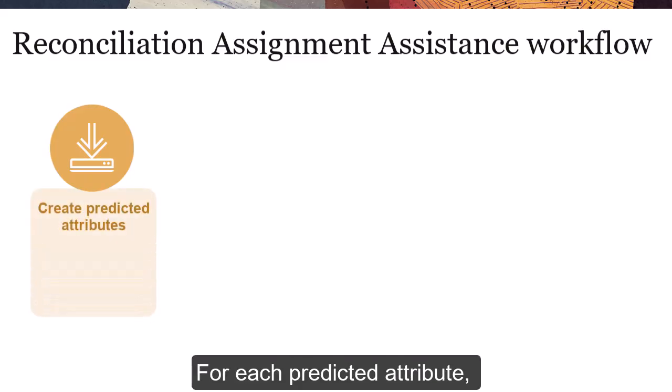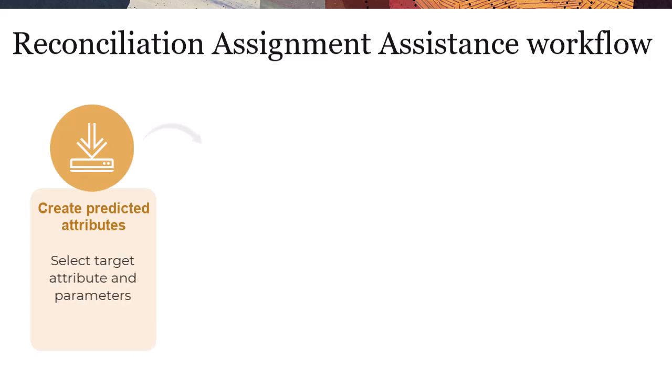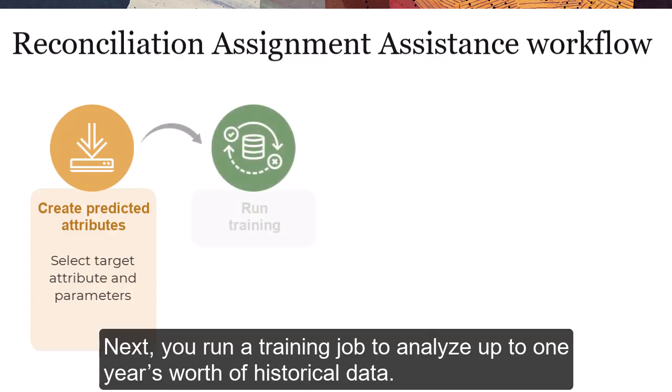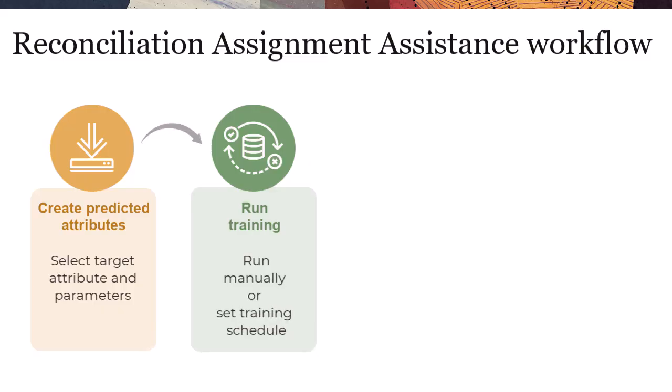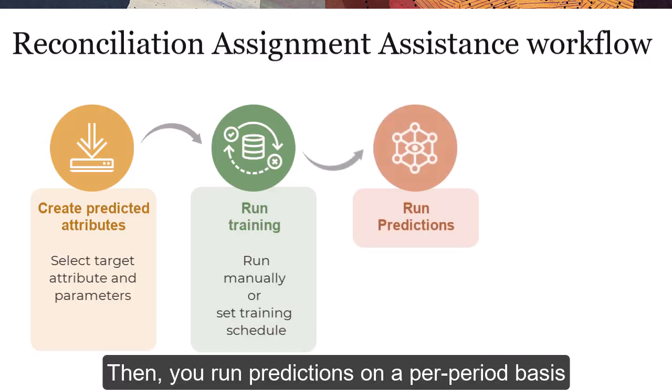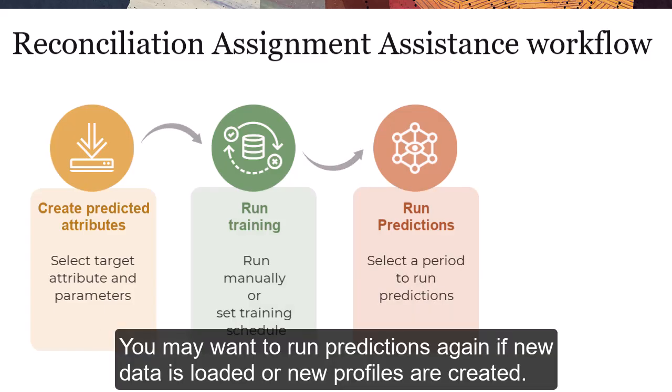For each predicted attribute, you select a target attribute to train and parameters the target will use in its training. Next, you run a training job to analyze up to 1 year's worth of historical data. Training can be scheduled or performed manually. Then, you run predictions on a per-period basis to predict the values of the specified attribute for the period. You may want to run predictions again if new data is loaded or new profiles are created.